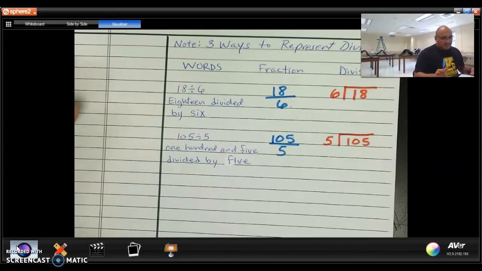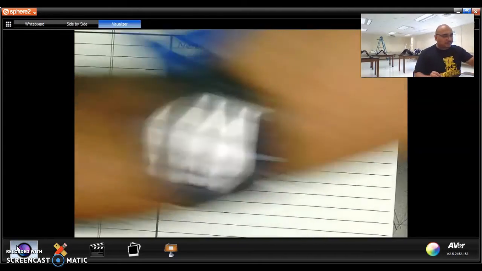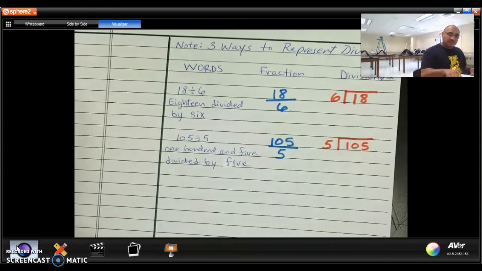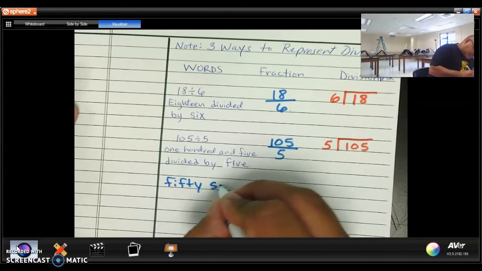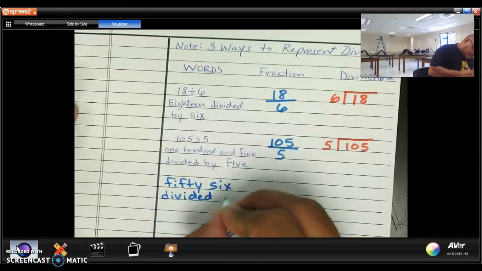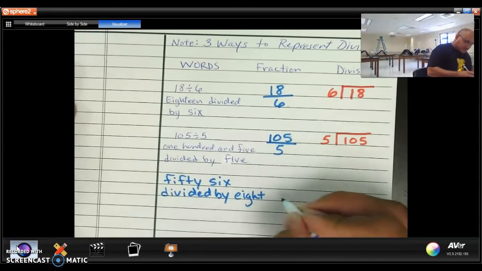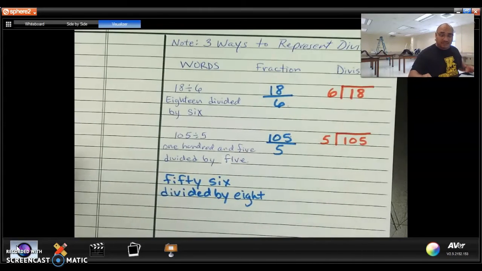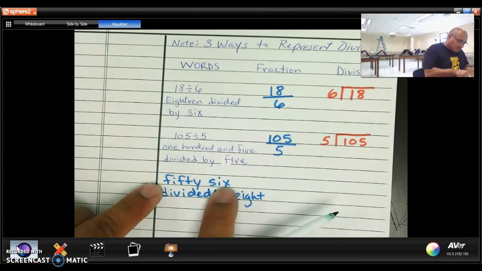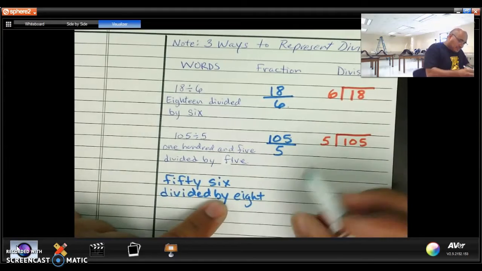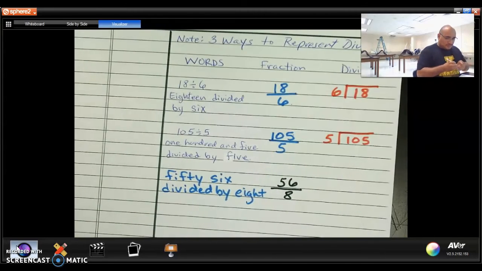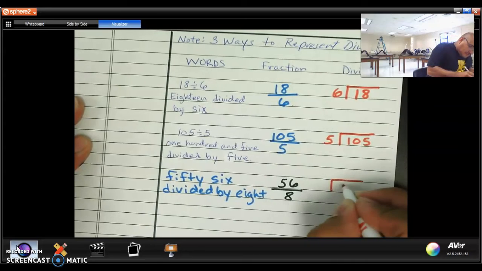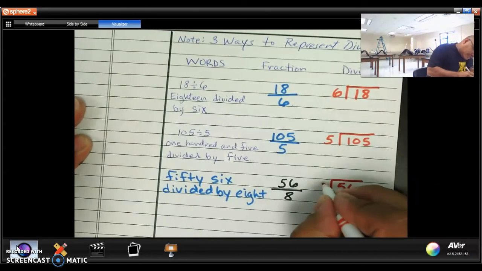Let's do one more example in case your parents want to help you guys. I'm all for parents helping. So for our last example for lesson 1, let's go ahead and do everything backwards this time. I'm going to say 56 divided by 8. Oh my goodness, this is a little bit different. Don't panic, it's okay. So here, as we read it, 56 divided by 8. That means my numerator is 56 and my denominator is 8. For the division box, 56 is being divided by 8.